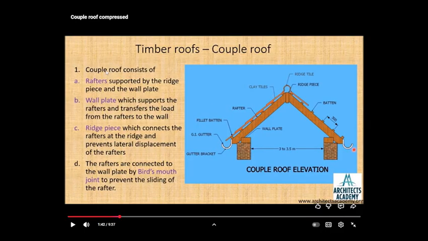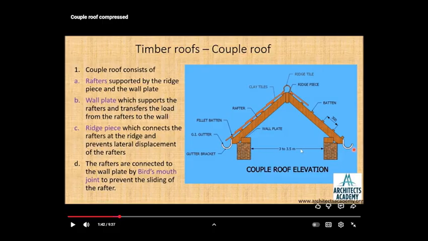So the couple roof consists of rafters, and it's supported by the walls, not by the wall plates. The wall plates transfer the load, but they don't support it. And the ridge piece doesn't support the rafters. The rafters are leaning against each other, so that's why you've got compression in the rafters. The wall plate supports the rafters and transfers the load from the rafters to the wall, so I agree with that. The ridge piece is just tying the rafters laterally, and the rafters are connected to the wall plate by a bird's mouth joint to prevent the side movement of the rafter.